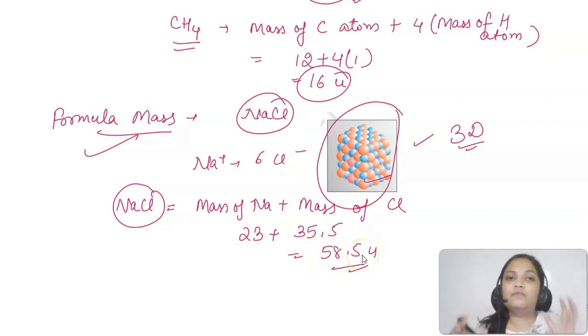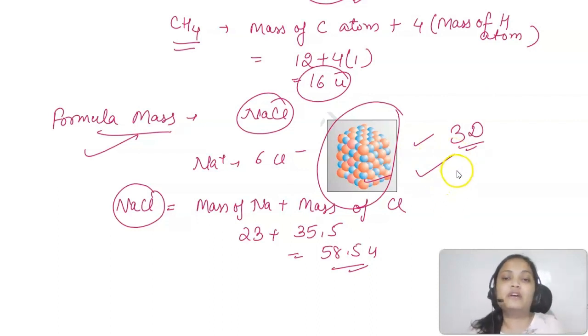So the way of calculating is same. It's just that the name is different. We are not using the term molecular mass, but we are using the term formula mass because here we are not having a particular molecule. They are having this three-dimensional structure where we have lots of sodium ions and chloride ions. So this is how we calculate the atomic mass. If we know the atomic masses of any atom, we can easily calculate their molecular masses and the formula masses, or formula unit mass.